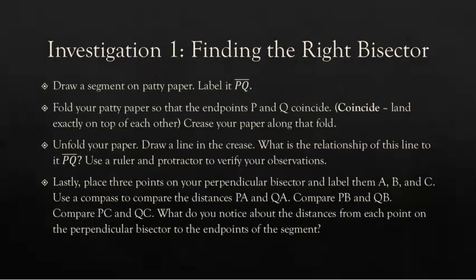What do you notice about the distances from each point on the bisector to the endpoints of the segment? Hopefully you're seeing that they're the same distance. So point A is the same distance to the endpoint P as it is to the endpoint Q. B and C, it doesn't matter where you put these points on the perpendicular bisector, they will be the same distance from the endpoints of your original segment. That's going to be really useful in just a minute.